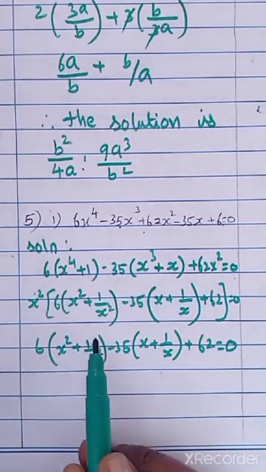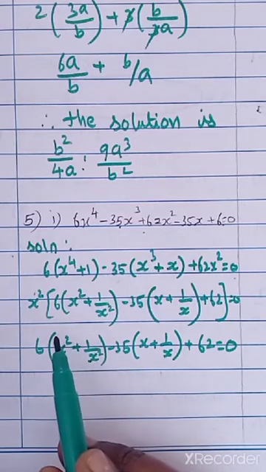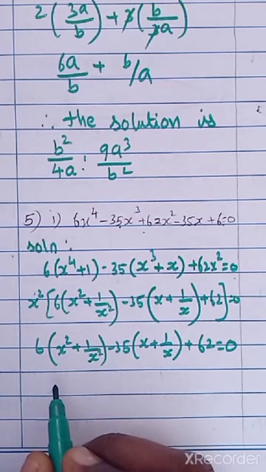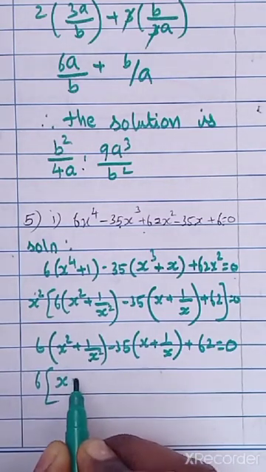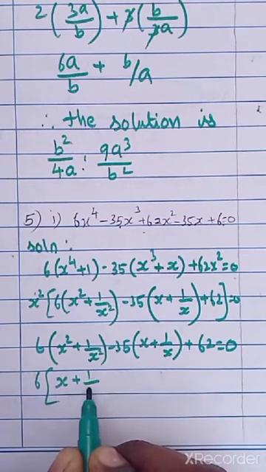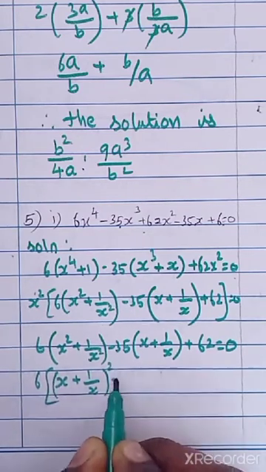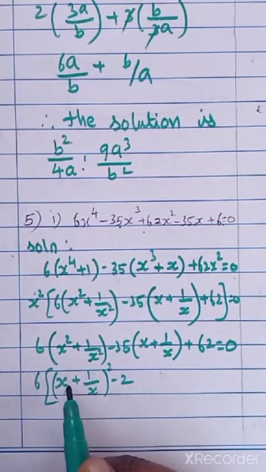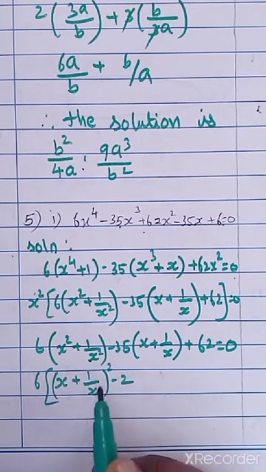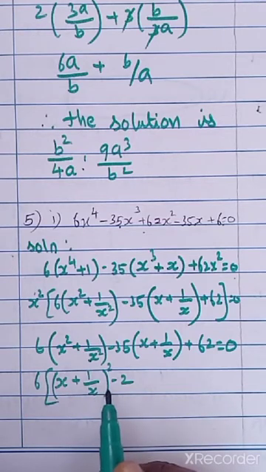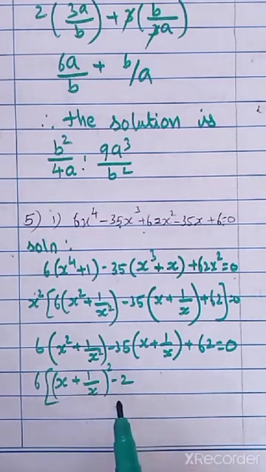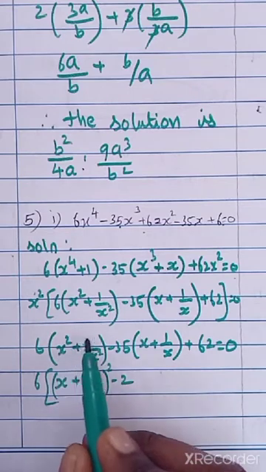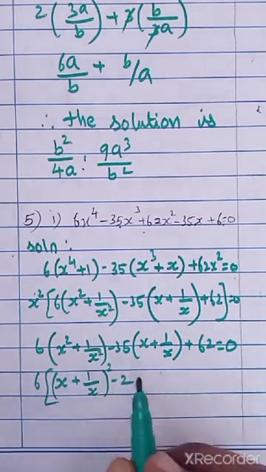Okay, now we can use the completing the square format for the first term. So completing the square, how can we use? If I take 6 common, x plus the next term 1 by x, the whole square, minus 2. Now simplify this. x plus 1 by x the whole square is x square plus 1 by x square plus 2ab, right? So 2 into x into 1 by x, that 2 and this minus 2 will get cancelled. So you will get x square plus 1 by x square. This is your completing the square format.